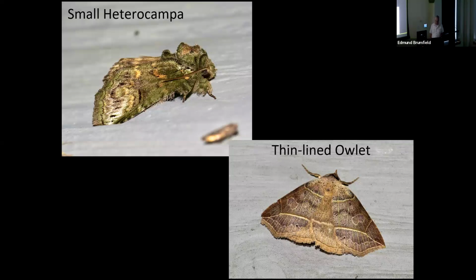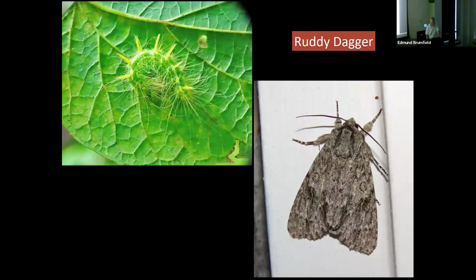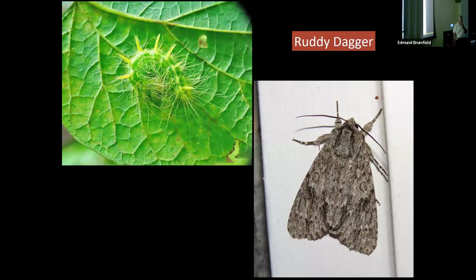But as far as the moths are concerned, small heterocampa, these aren't as showy as some of the other ones. But a few show up every year because of the hackberries, the thin-lined owlet. And here's a caterpillar I found on the underside of a hackberry leaf a few years ago. I had no idea what it was. I had to look it up, and it turned out to be the ruddy dagger moth, of which I've only had a few adults show up at the lights over 25 years.